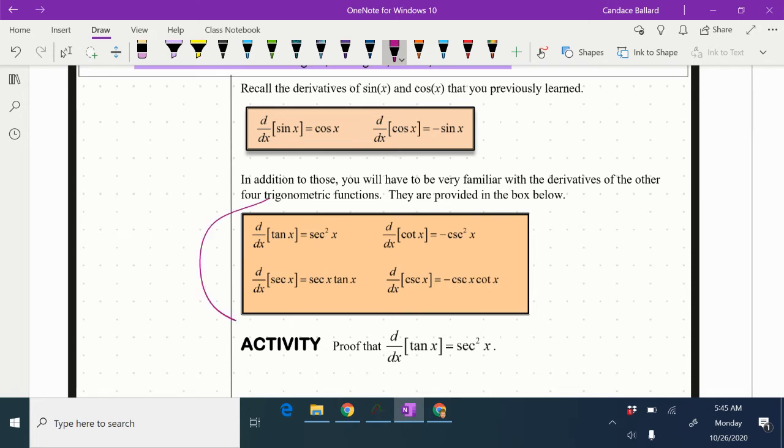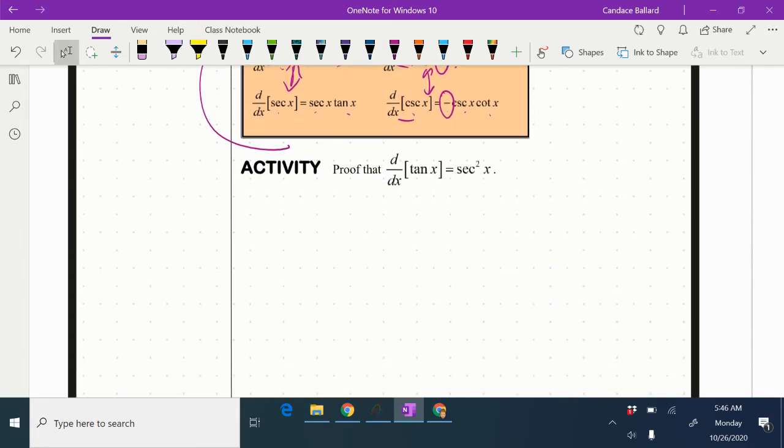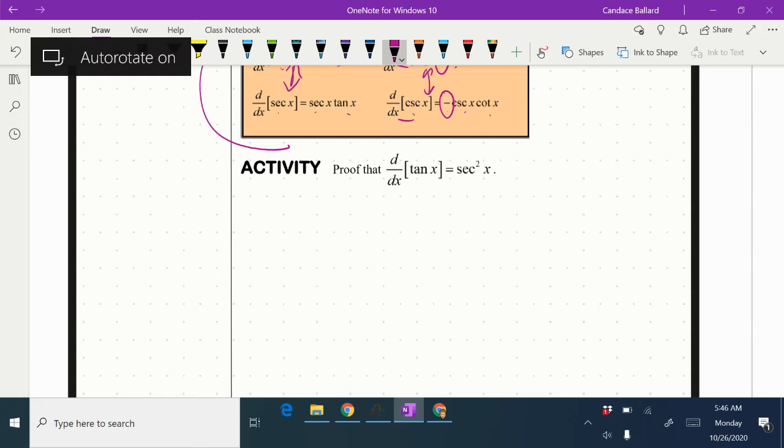So you can see in this chart here what the derivatives are. The derivative of tangent is secant squared. The derivative of cotangent is negative cosecant squared. The derivative of secant is secant x tangent x, and the derivative of cosecant is negative cosecant cotangent. You'll notice that when we start with a C, all of those ones are negative in front. So that's kind of a pattern. Also notice that tangents and secants go really well together, just like in our Pythagorean identities, and cotangents and cosecants go well together. So our activity is to prove that the derivative of the tangent of x is actually equal to secant squared. So let's go ahead and try that.